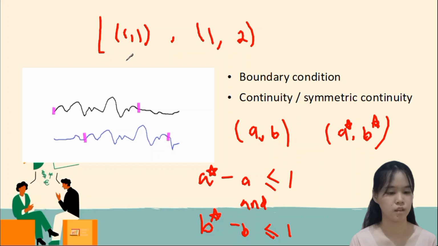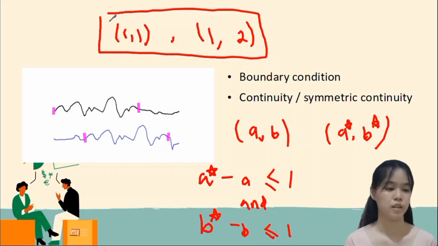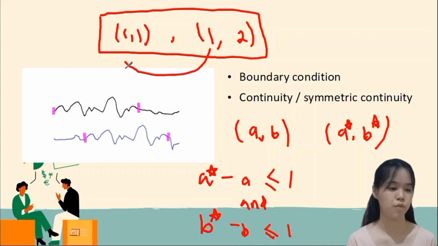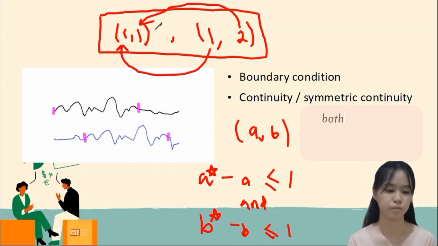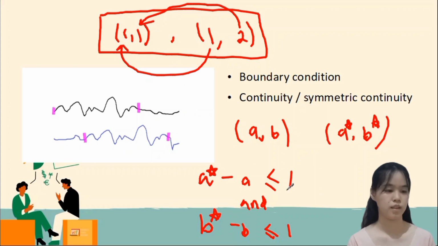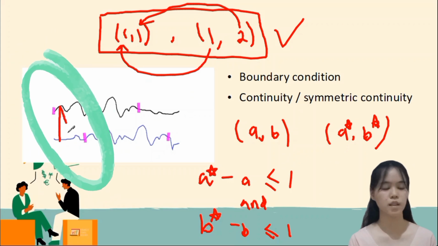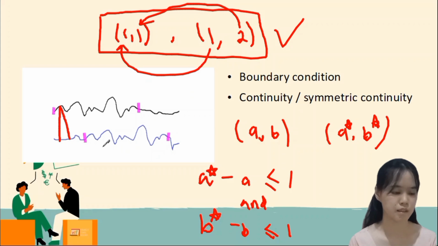This alignment here on the top is okay because if we take the difference between the first indices, 1 and 1, it's less than or equal to 1, right? And then between 2 and 1, that is exactly 1. So this warping path is okay. Visually, 1,1 and 1,2 would look something like this. The first index from the top series would have been aligned twice.